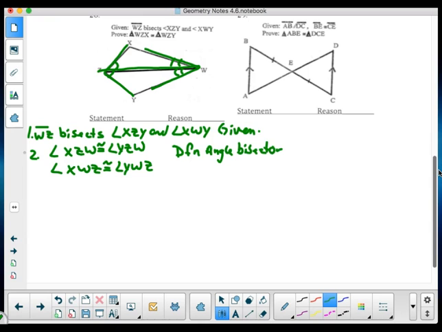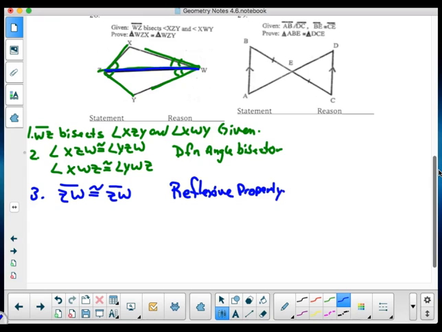Now, that was completely and totally able to be done because of my given. The next thing I'm going to look at is ZW is congruent to itself because of the reflexive property. Now, I'm here to prove two triangles congruent, and I'm able to do that coming up next in my fourth step here. I know that my triangle WZX is congruent to my triangle WZY.